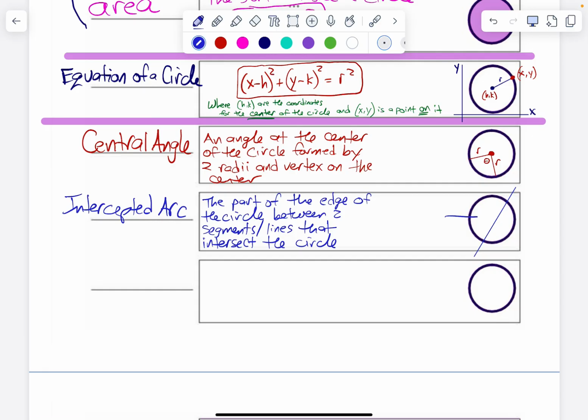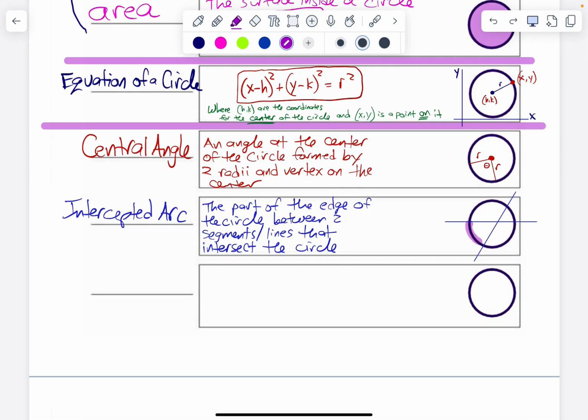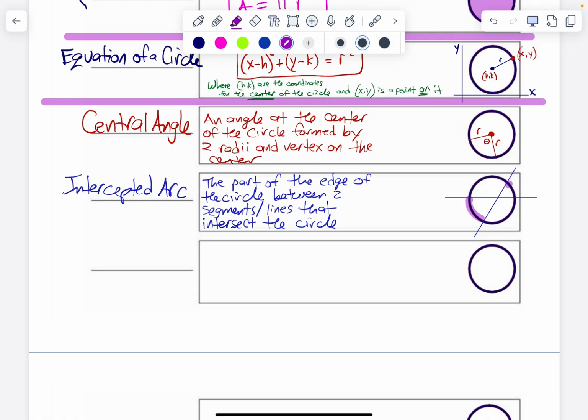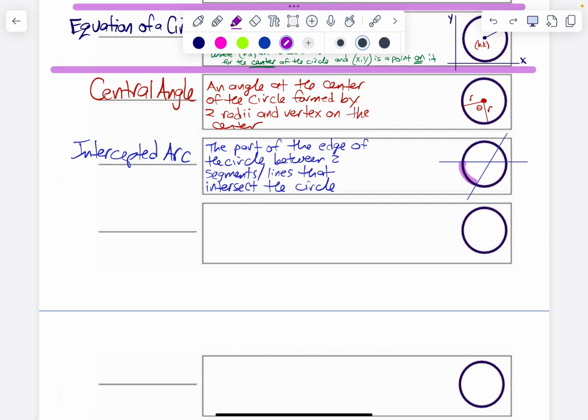So draw just 2 lines going through your circle. Those, by the way, are called secant lines. We'll learn that later on. And then with your highlighter, we're going to highlight that as one of the intercepted arcs. Now, do you see how we have 2? There's one on the other side too. Or we could look at it the other way and talk about the bigger ones on the top and bottom. But just know that we're talking about a little piece of the edge of a circle between 2 lines.